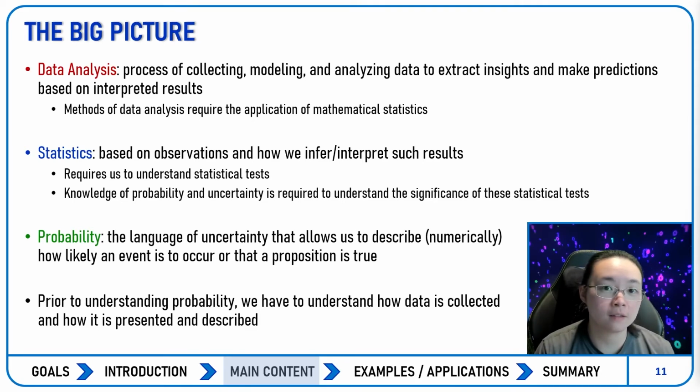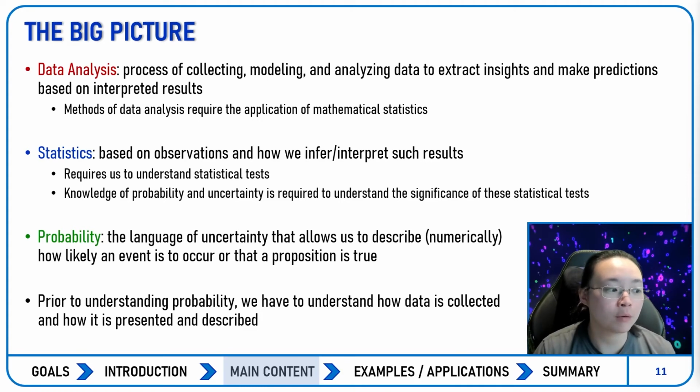Now for statistics, it's all based on observations and how we infer and interpret these results. In order to do that, we need to understand statistical tests. And in order to understand statistical tests, we have to be familiar with uncertainty and terminology within uncertainty. Probability is actually the language of uncertainty, so it allows us to describe numerically how likely an event is to occur or how likely something is true. So we have to go backwards yet again to understand probability first before we move on to statistical tests.